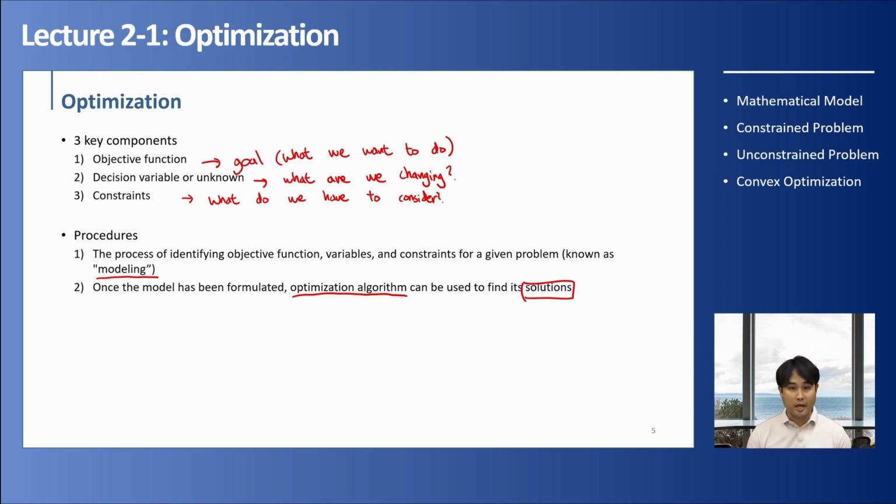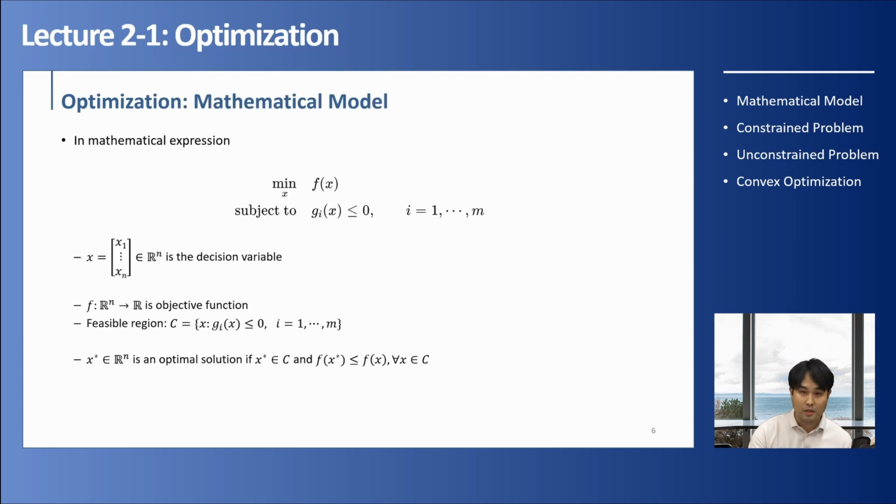Then let's take a look at a mathematical formulation of an optimization problem. So first of all, we have the three components that I've described in the previous slide: the objective, design variables, and constraints.